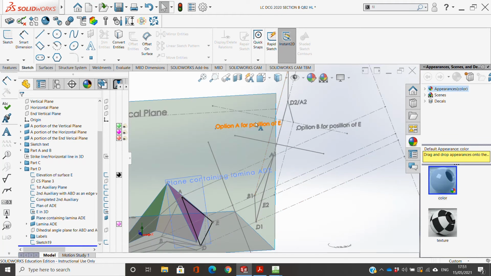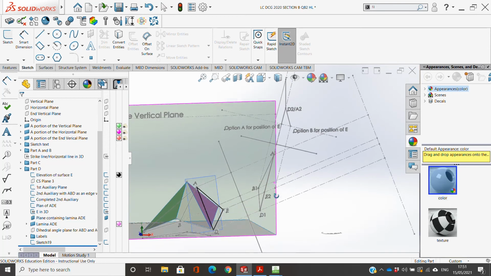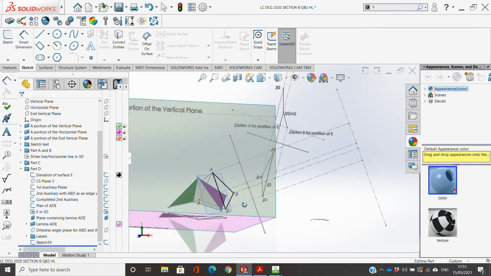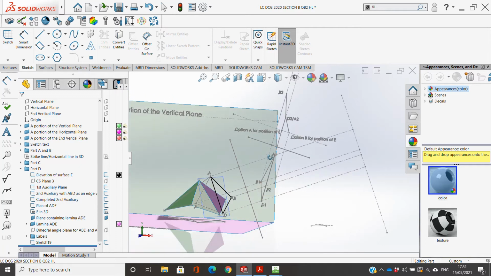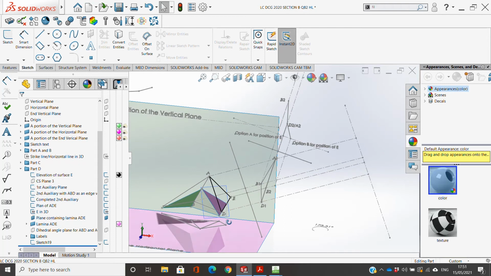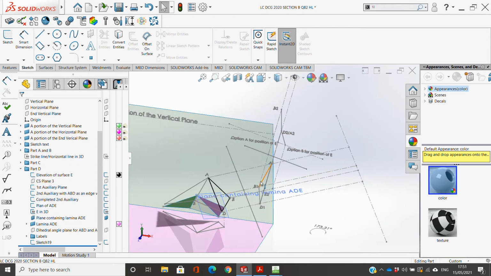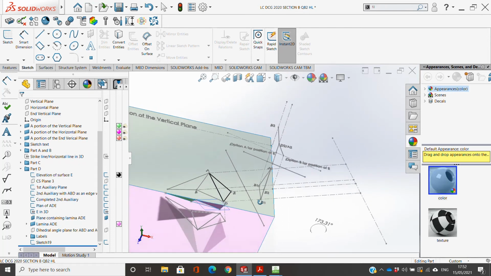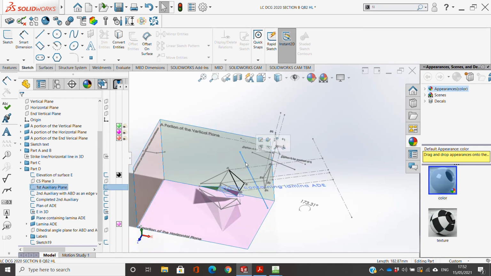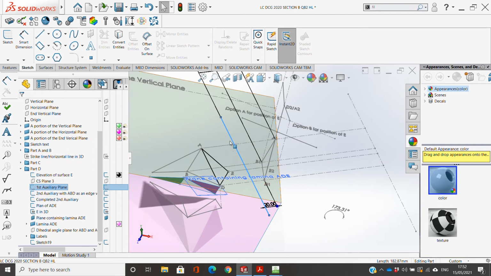Okay, you'll see there's option A for E, option B for position E, and this is the correct position there. It could be that one there either, but this is the correct position. And then I take the distance from here, from E2 to the x1 and y1 line, to put it into plan. It's hard to see now, or hard to understand that, but that is an edge of the end vertical plane, or the vertical plane in the auxiliary plan.